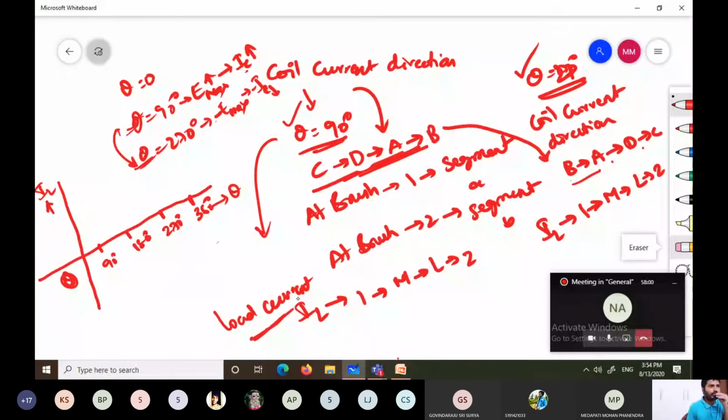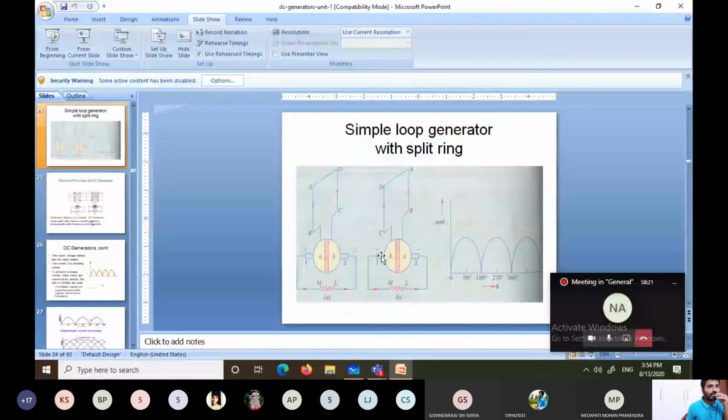Now you are drawing the load current. At theta equals 90, what is the load current value? Maximum. At theta equals 270 also, maximum. Positive or negative? Positive, in both cases. Why? Because I have already explained. Due to the rotation of the split ring, the rotation of the commutator present in the armature, the current direction at the brush is not reversed. So that's why the current direction is the same as in the 90 degrees case.